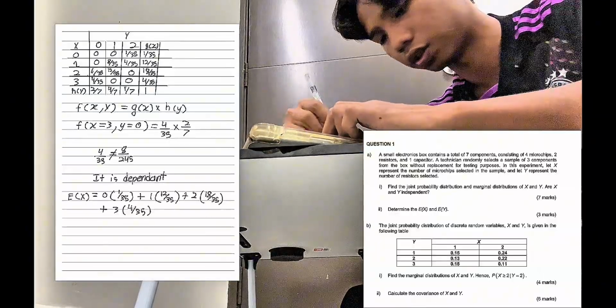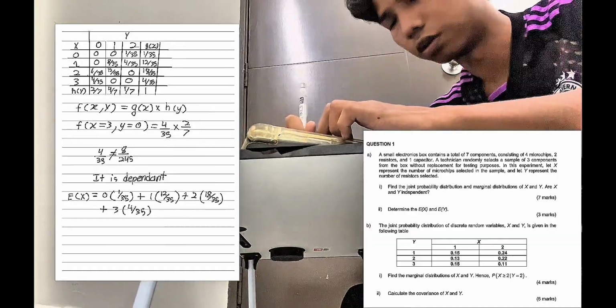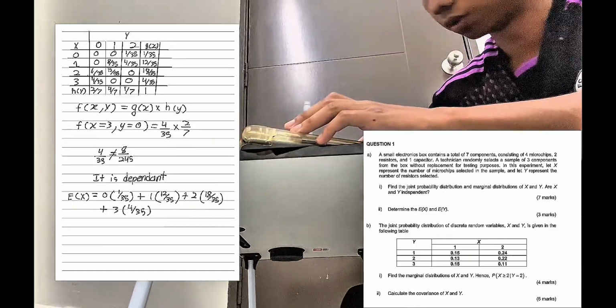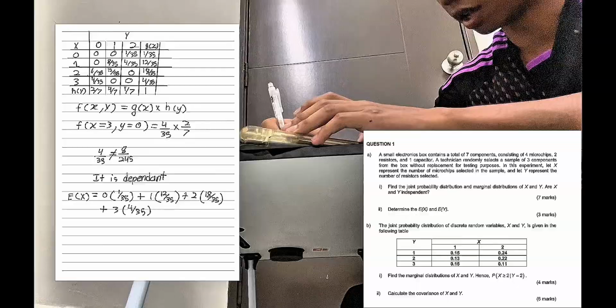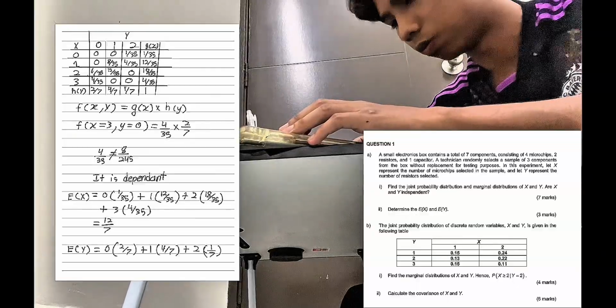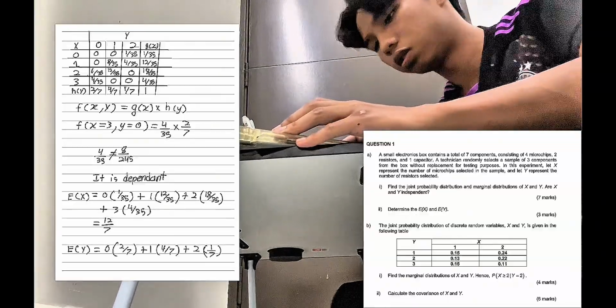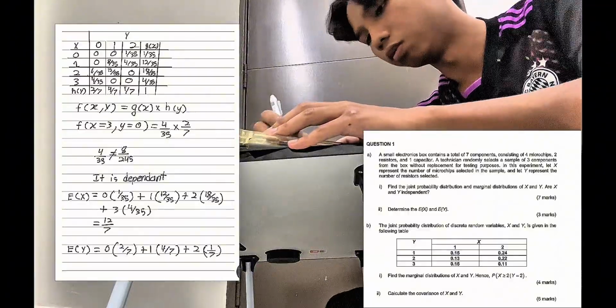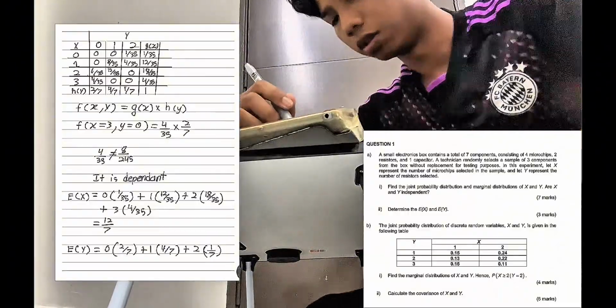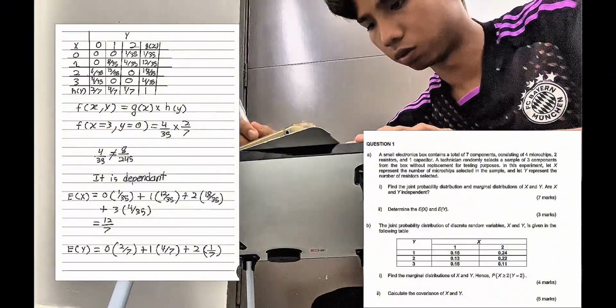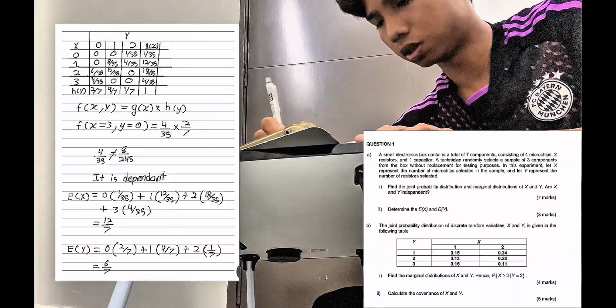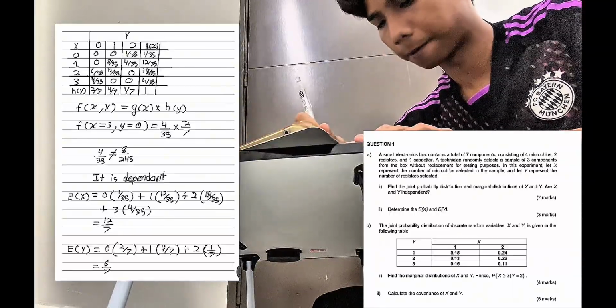For expected value, the formula is EX, the sum of X times Gx. So as you can see, the answer is 12 over 7. For EY, it is the same, it's the sum of Y times Hy. And the answer will be 6 over 7.